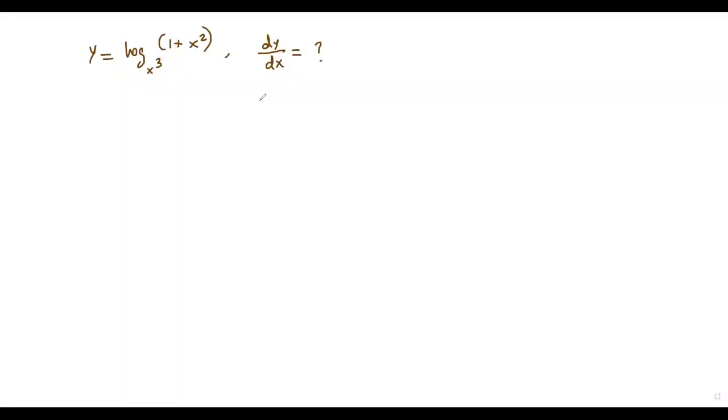Here we have a problem on derivative. There is a function given over here: y equals the logarithm of 1 plus x squared to the base x to the power 3, and we have to find dy over dx. That is, we have to find the derivative of this function with respect to x.